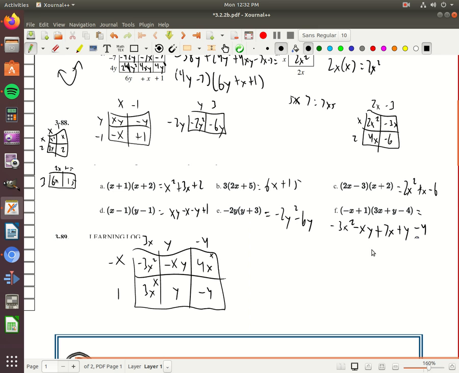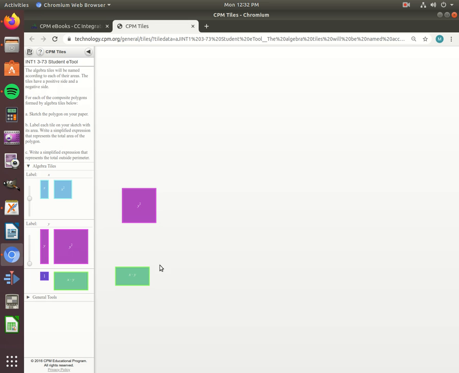And that will be my solution. So hopefully you see the value of an area model in the shortcut. But again, you're absolutely free to use the algebra tiles if you choose.